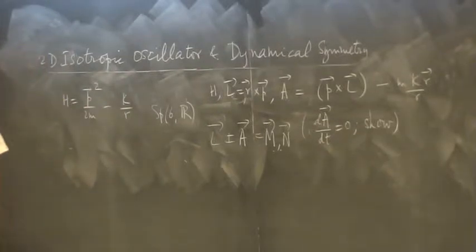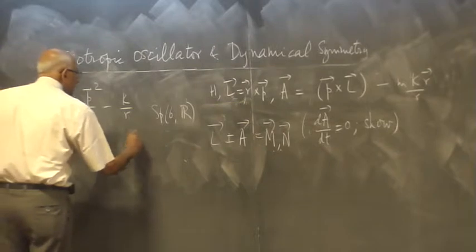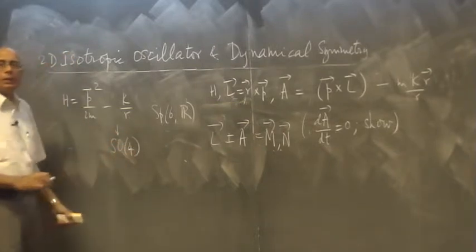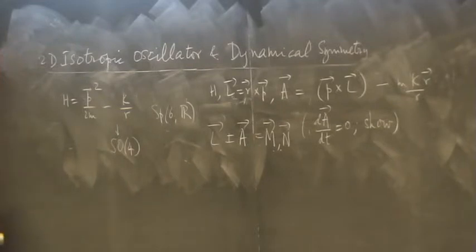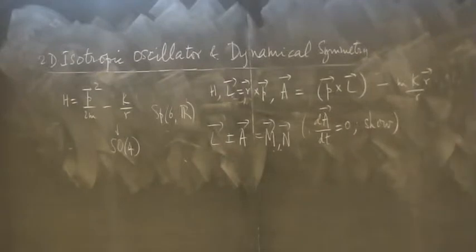Okay? And therefore, it's like two angular momentum algebras, which is like SO3 direct product with SO3. And that's known to be SO4. So the symmetry group of this is SO4. And it's that extra symmetry which in quantum mechanics reflects itself as accidental symmetry: this L degeneracy. The L is gone in the energy levels.